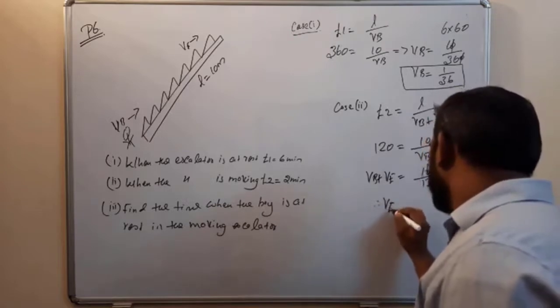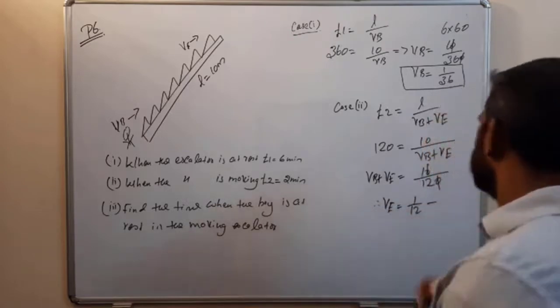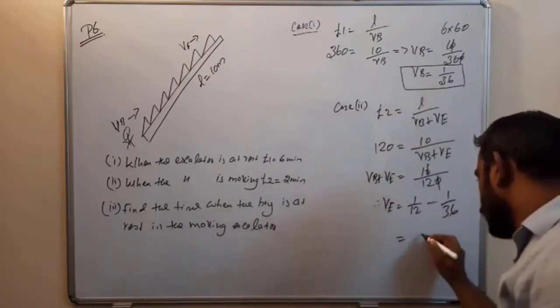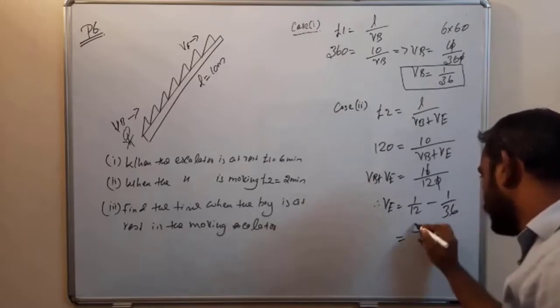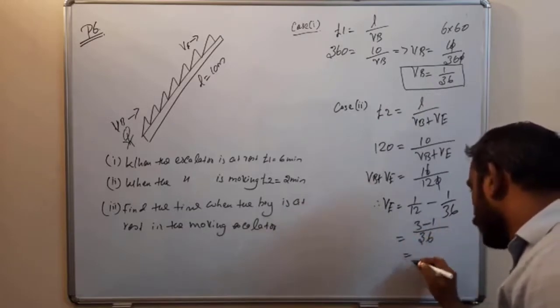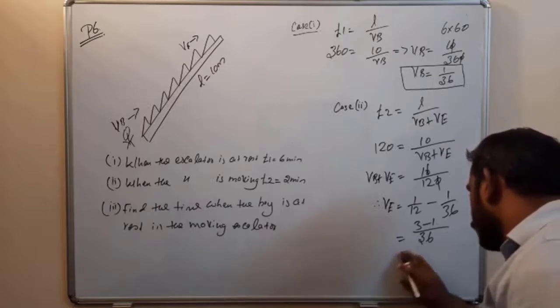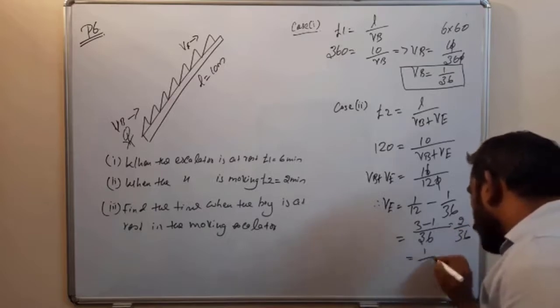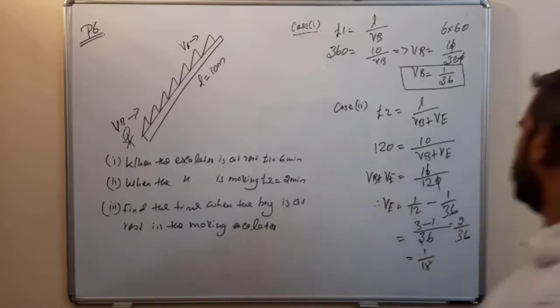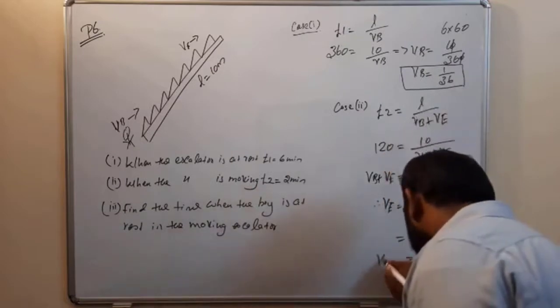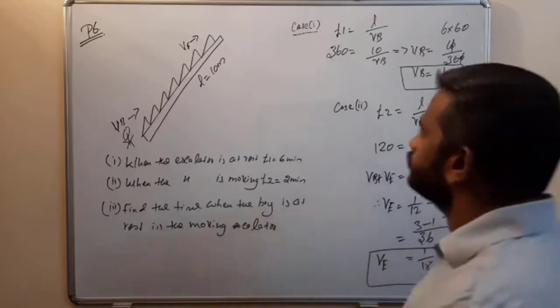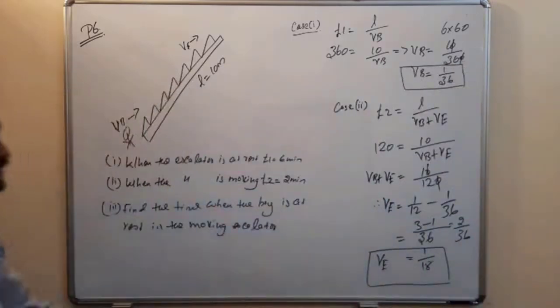So from this, VE is equal to 1 by 12 minus VB. What is the value of VB? 1 by 36. So LCM 36, 3 minus 1, 2 by 36, that's equal to 1 by 18. So VE is equal to 1 by 18.